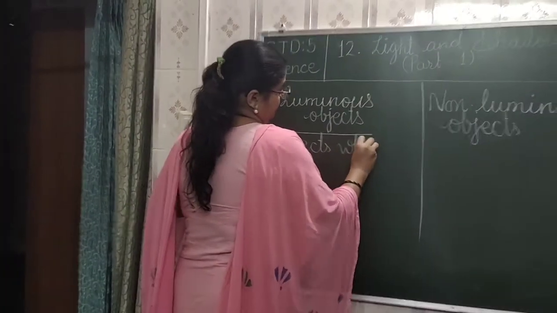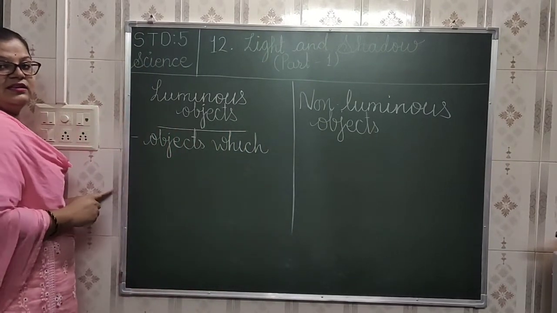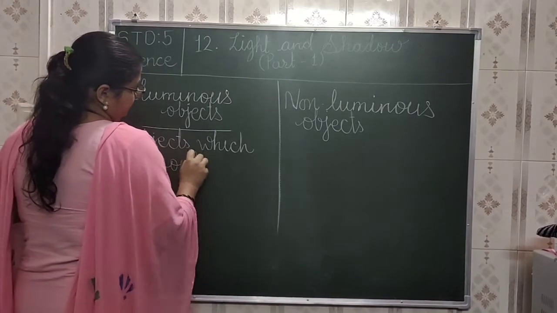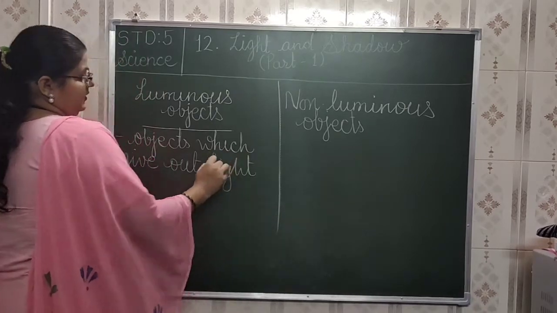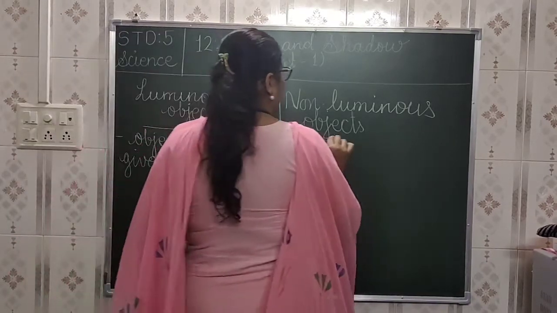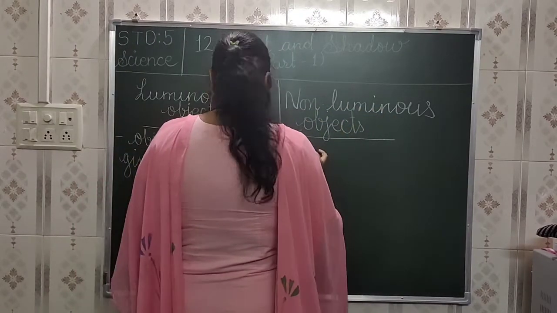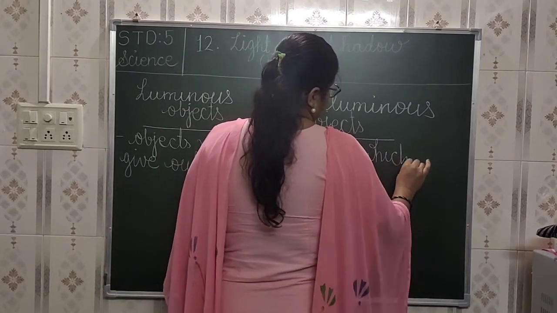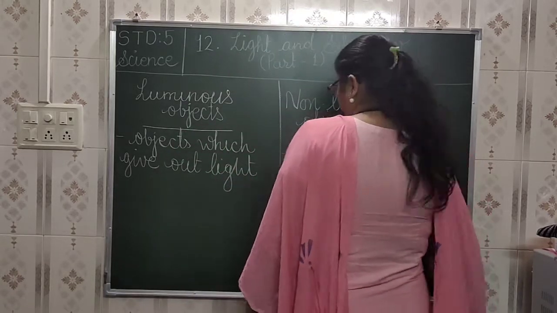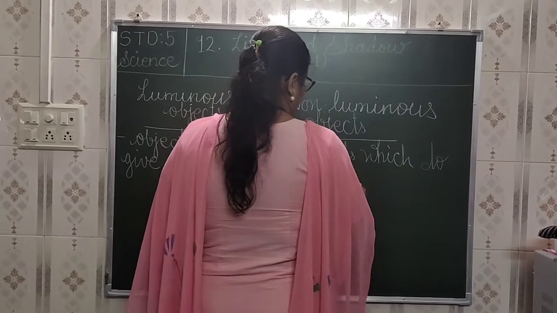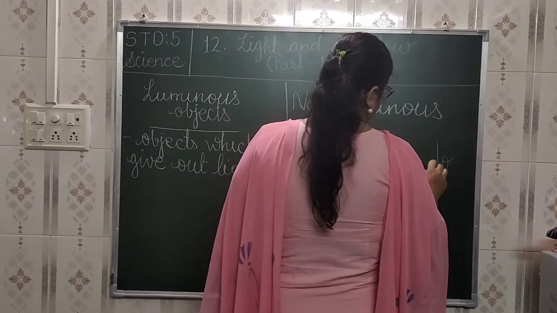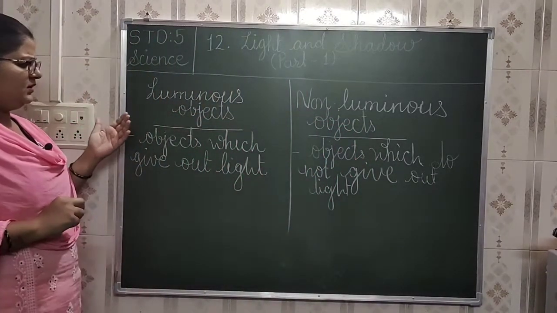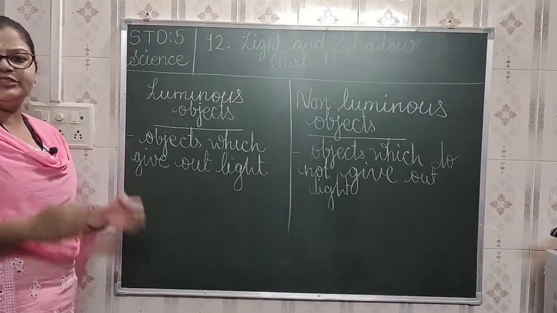Objects which give out light, whereas non-luminous are the objects which do not give out light. Okay, so luminous are the objects from which we get the light.